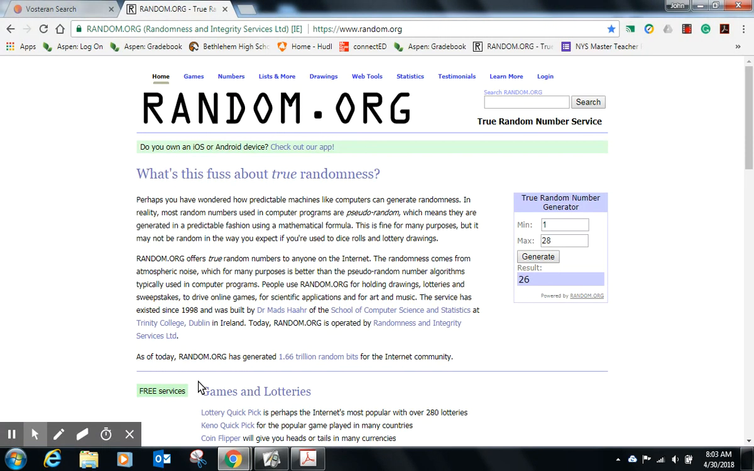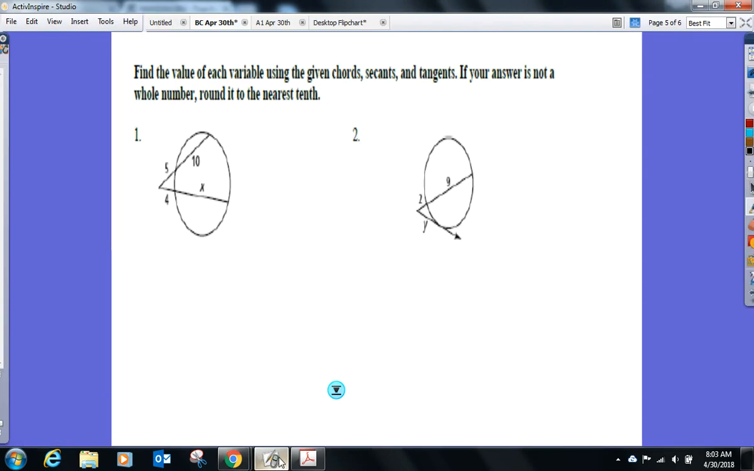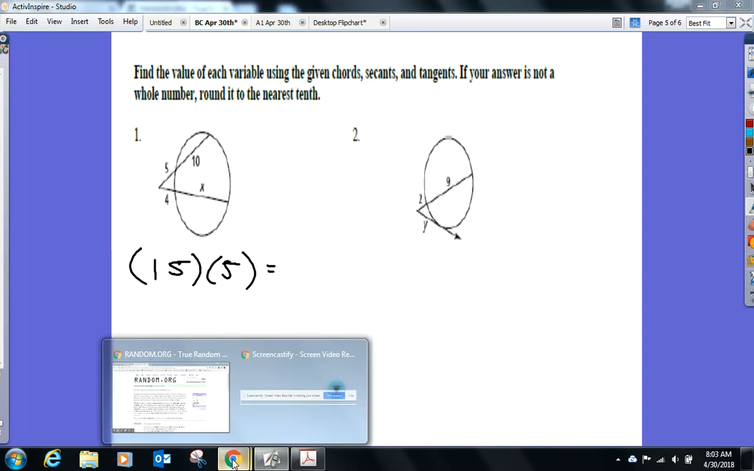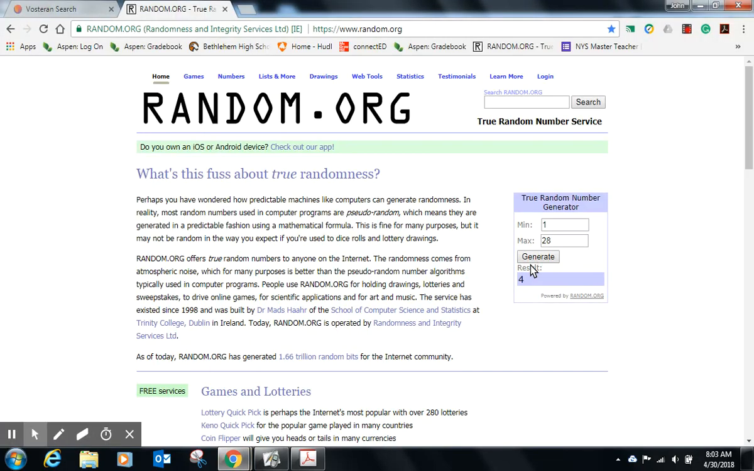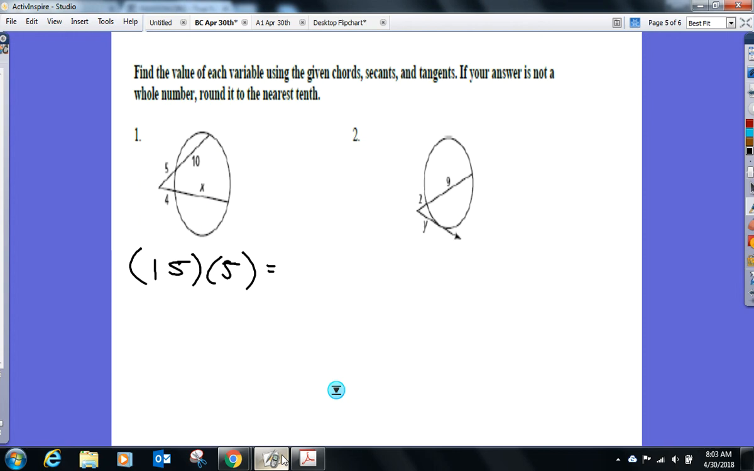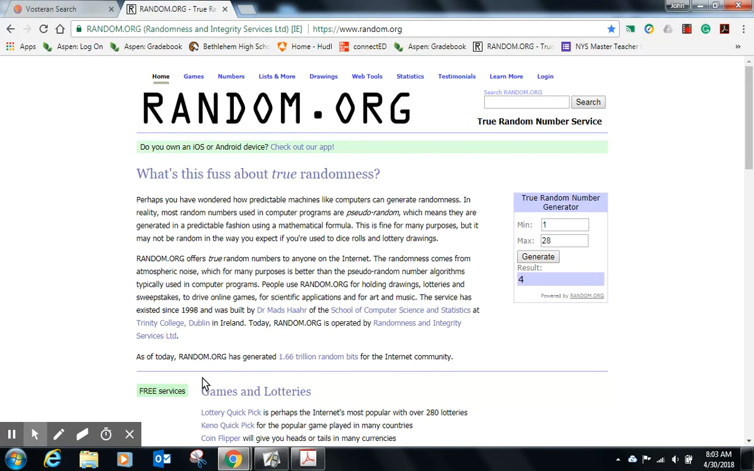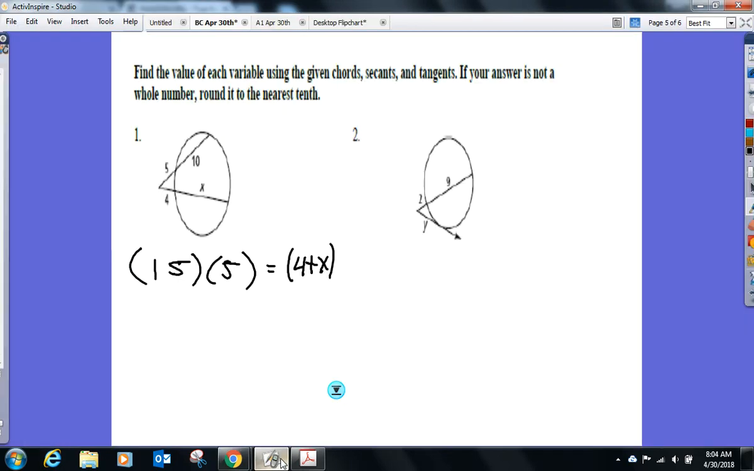Give me a whole secant length now. 15. How about its external part? 15 and 5. Go over to the other secant. Be careful. What's the whole secant on the other side? 4 plus x times its external part, 4. Give you guys a minute.